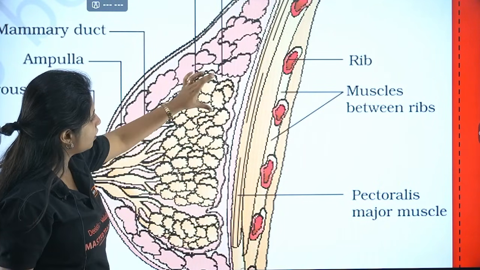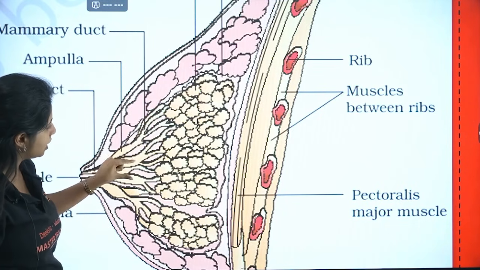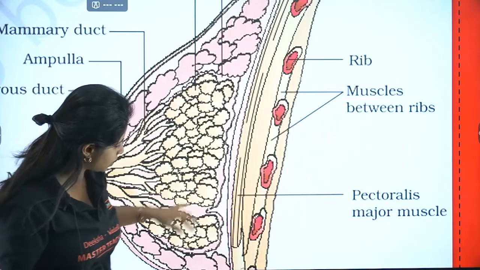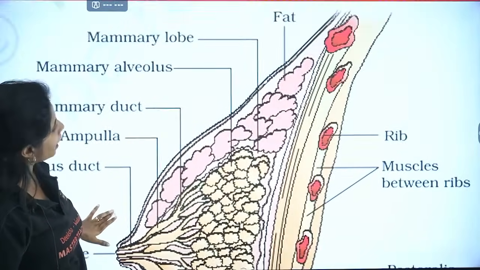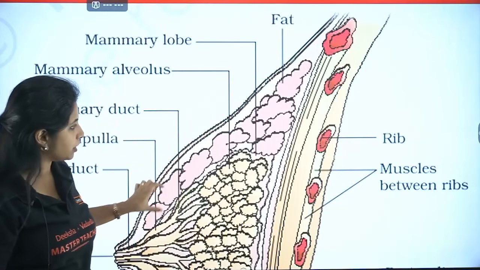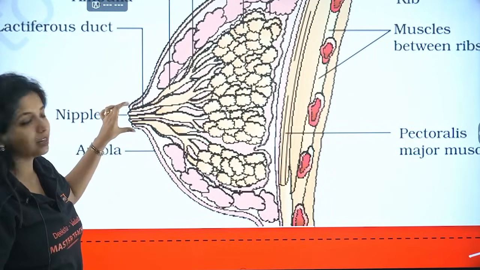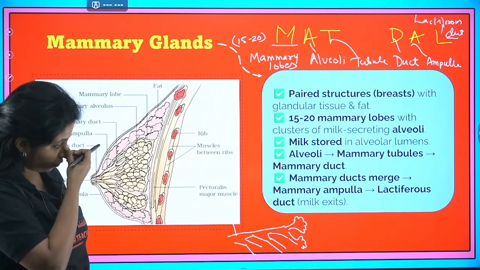Inside each lobe, what do you have? You have alveoli. Make the alveoli, then make the tubules, make the ducts out there, and then make the ampulla, then make the lactiferous duct. Surrounding both these sides, you have what? You have basically fat. This is nothing but the fat. Okay, this is nothing but the fat. So mention that. And areola is basically tissue that is being formed over here. And lastly, you have the nipple. Okay. That is the only thing that you have to mention.